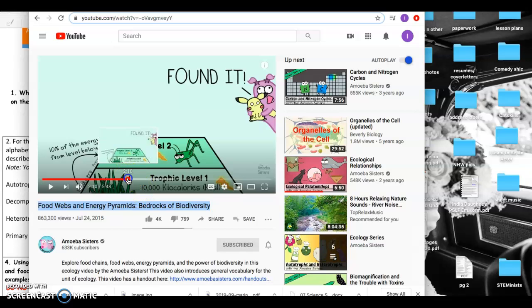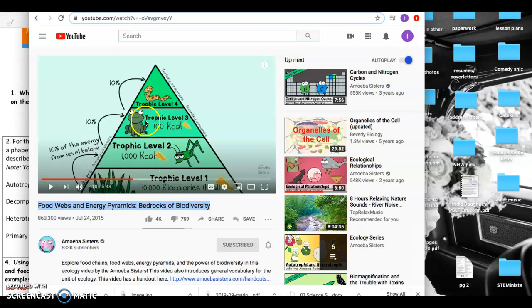And then, you know, the third level, see how there's a 10% loss? Trophic level 1 down here has 10,000 kilocalories. Trophic level 2 has 1,000. Trophic level 3 has 100. So that's your 10% loss, right? That's 10% loss off of each level. So trophic level 4 would just have 10 kcals.